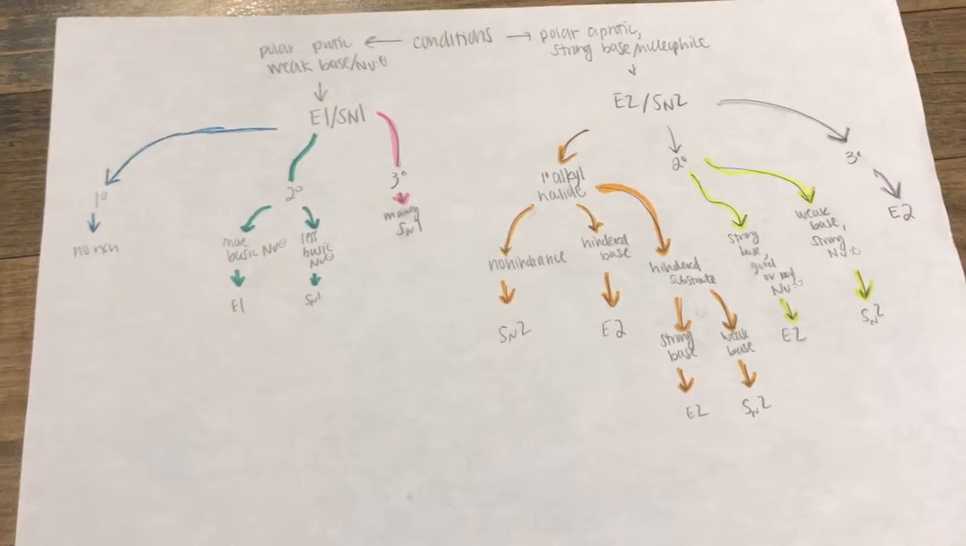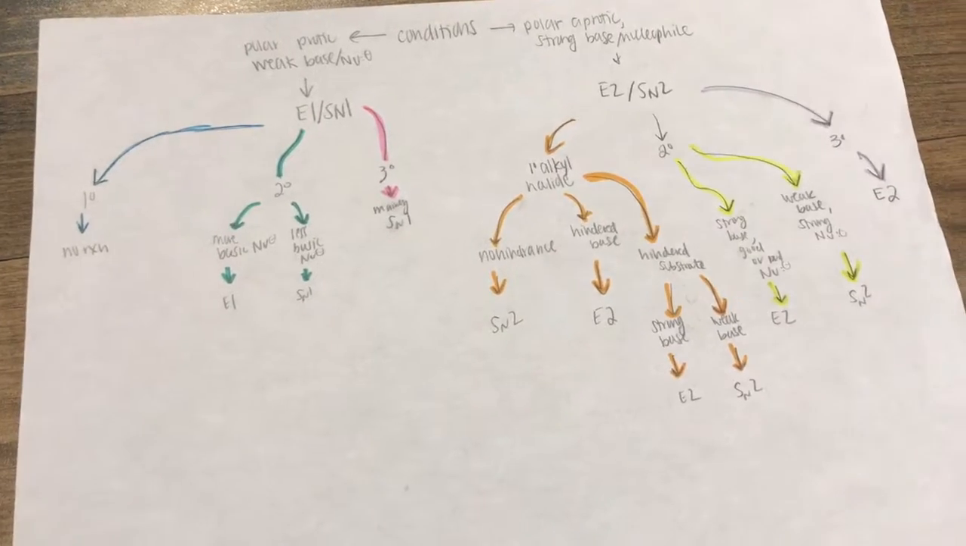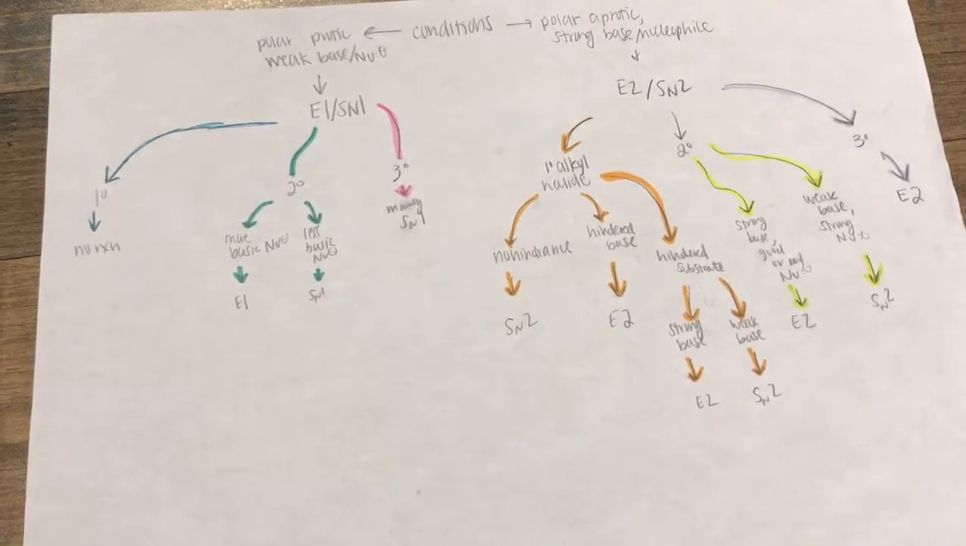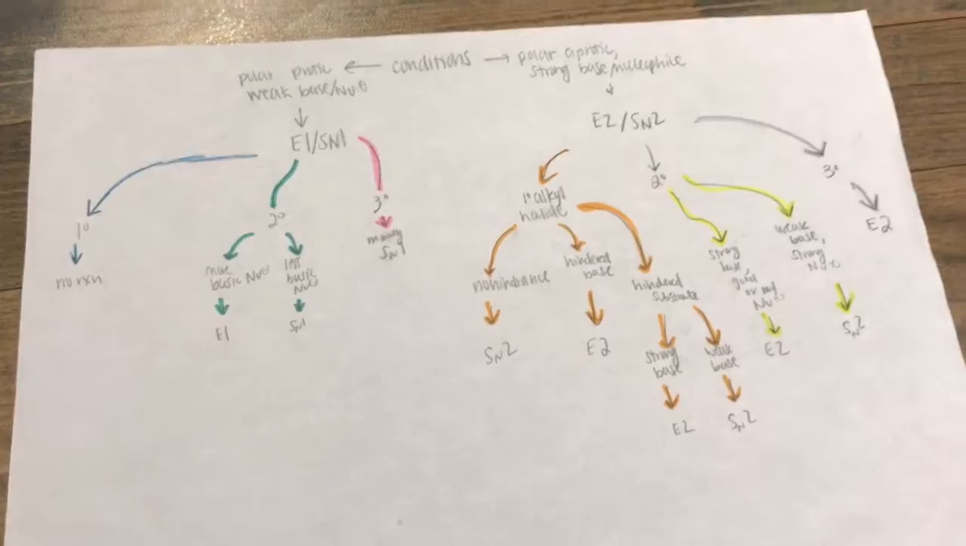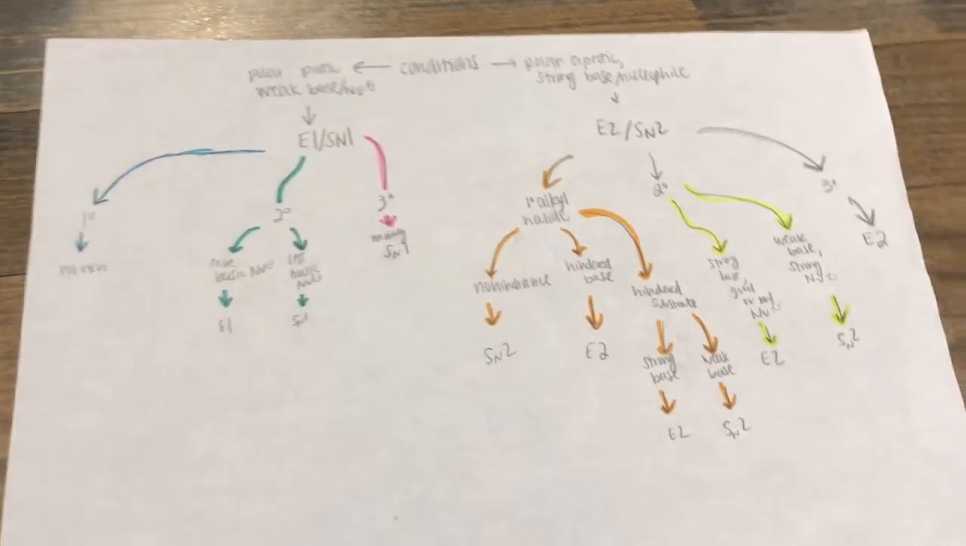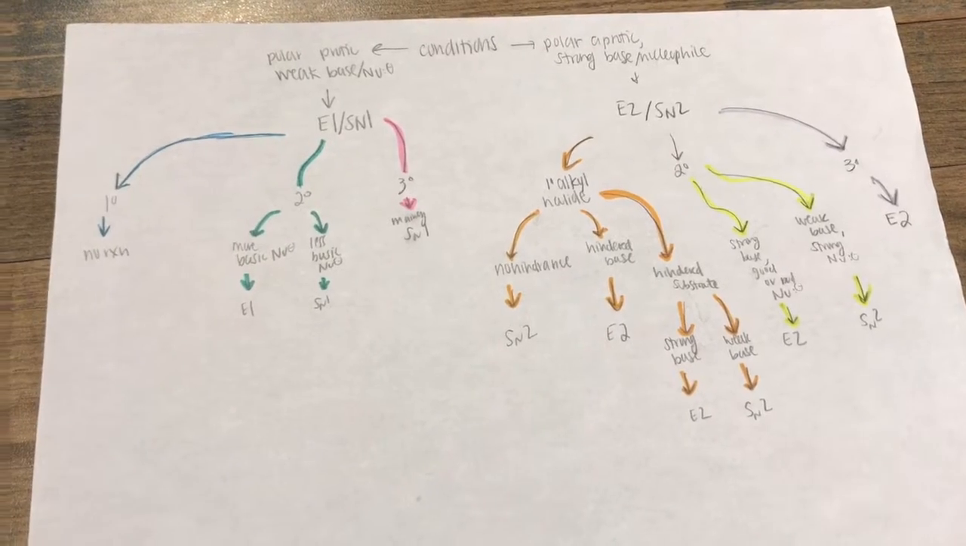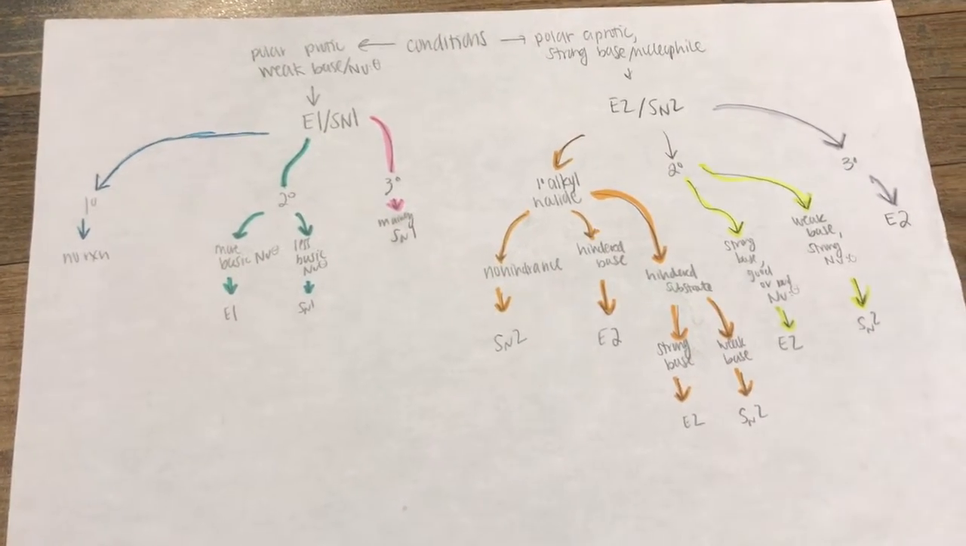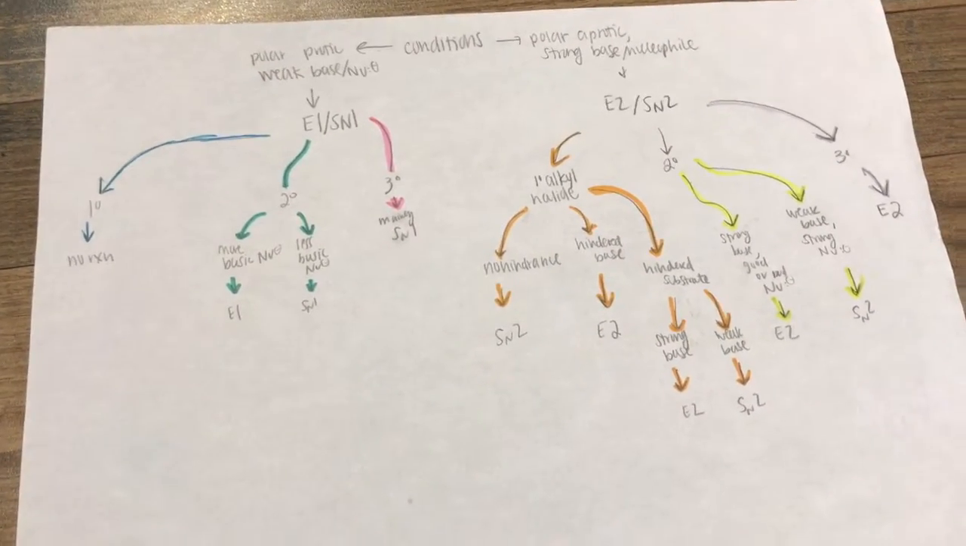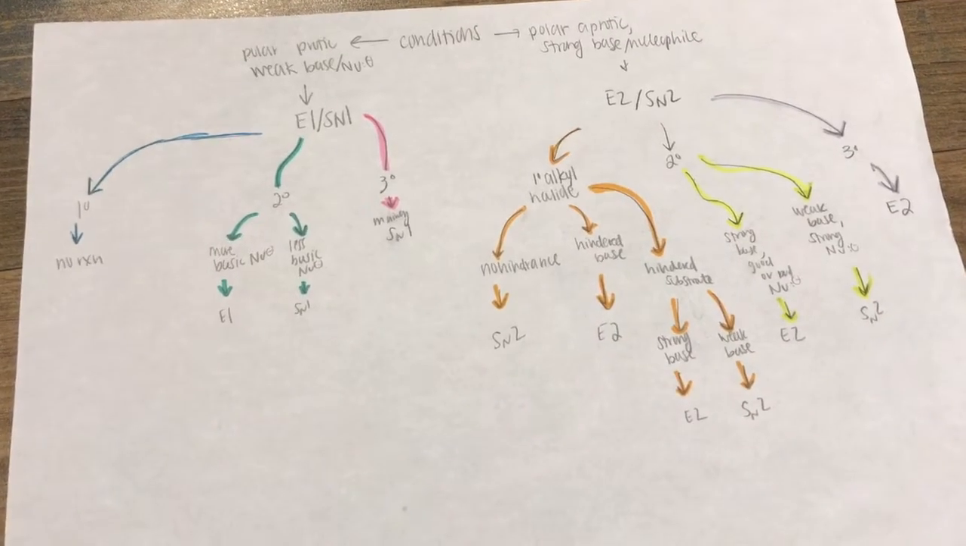I made a flow chart to help me decide what reaction will take place, E1, SN1, E2, or SN2. The flow chart helps me consider all of the conditions before choosing what reaction will take place. But this video will focus on just E2 and SN2 because that's what I found most difficult.